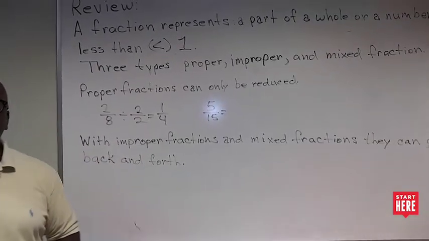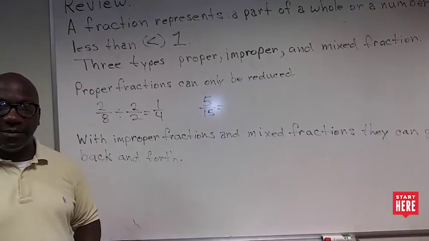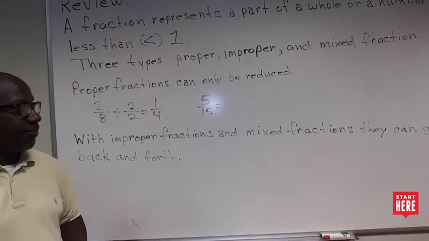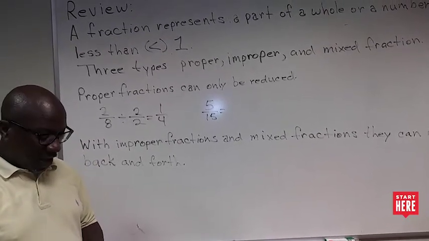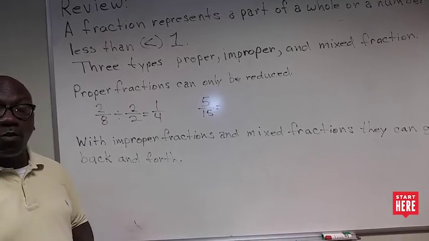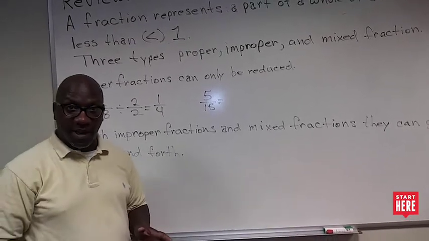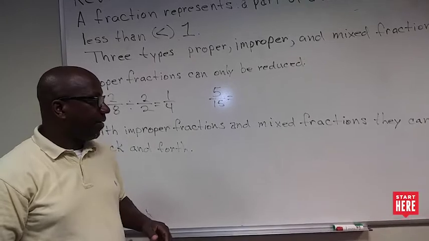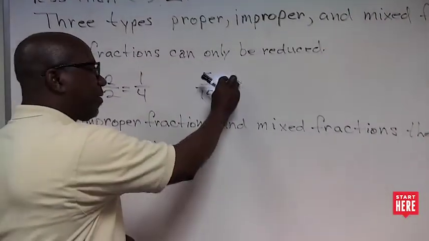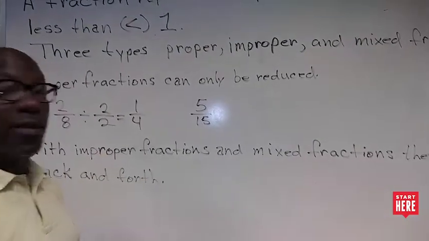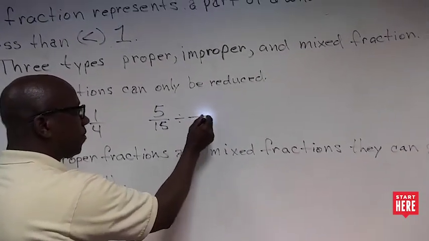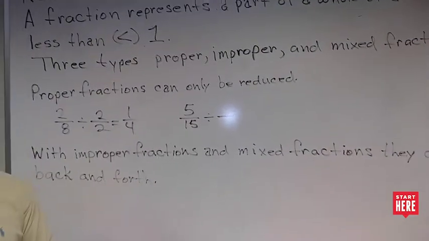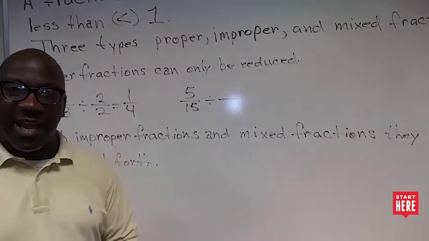This fraction, 5/15, is a proper fraction. We want to reduce this fraction. It can be reduced. Remember, we always want to reduce the numerator and the denominator by the same number. And all we're doing is dividing. Let me erase my equal sign, put my division sign. We're going to reduce both numbers by the same number.